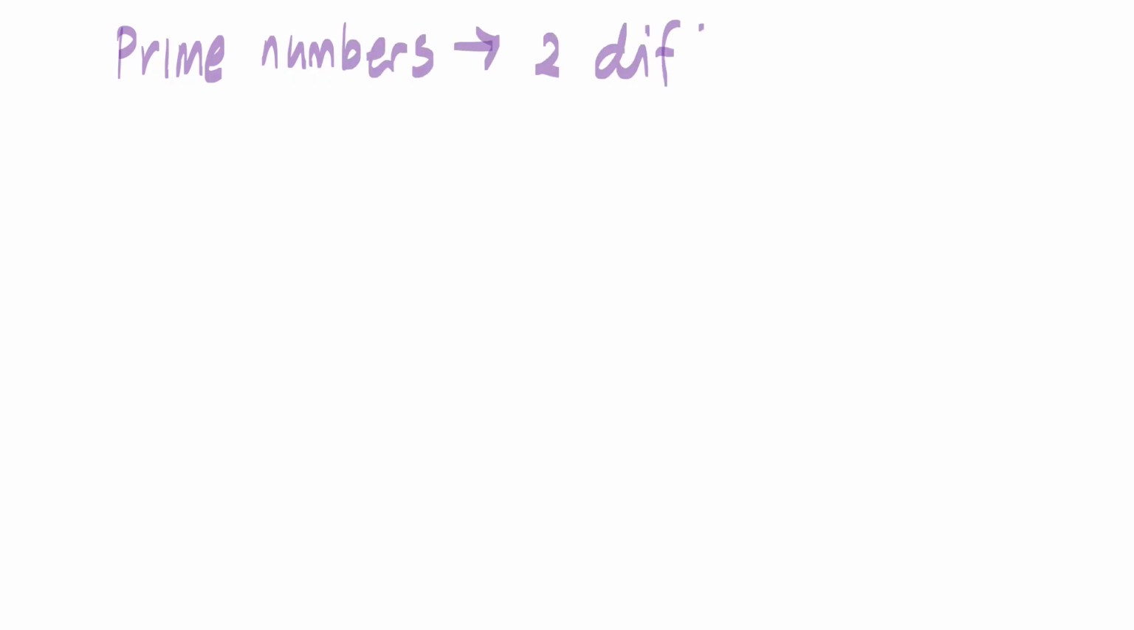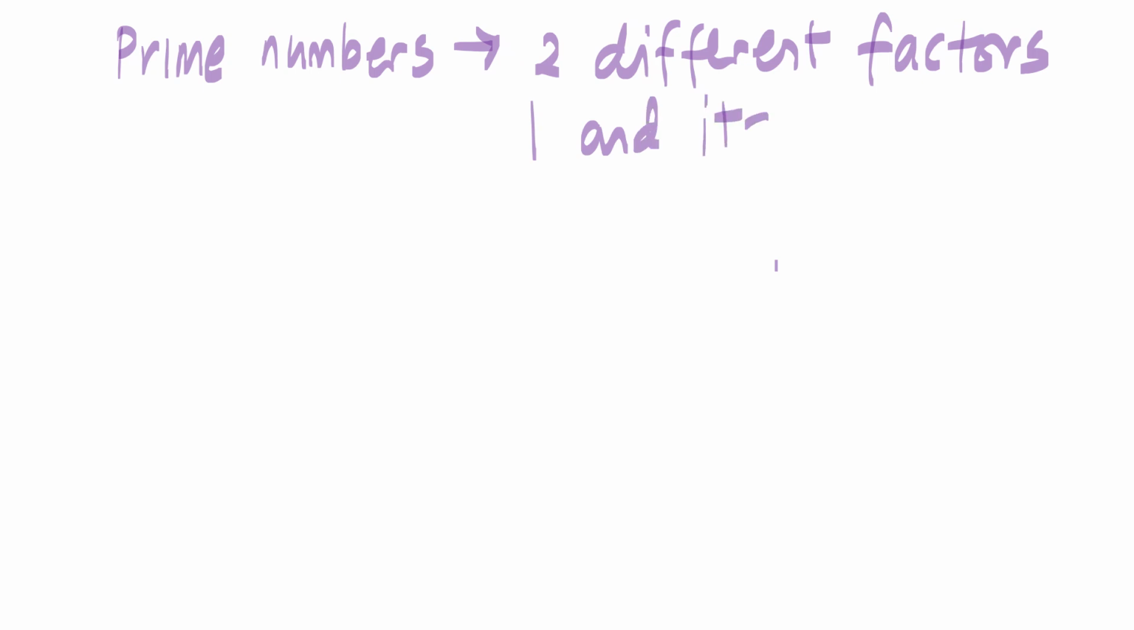Let's start off by understanding what prime numbers are. Basically, prime numbers have only two different factors: one and itself. So the smallest prime number we can think of is 2, because 2 can be written as 2 times 1. So the two factors are 1 and itself. Therefore, 2 is the smallest prime number.